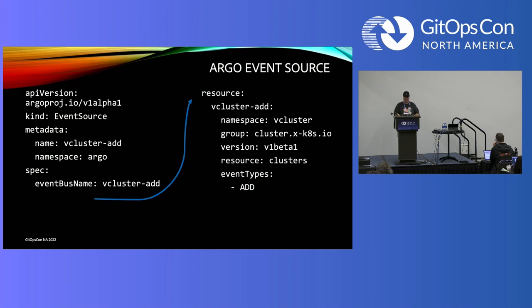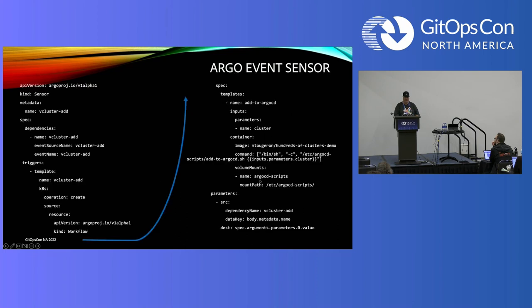So, we talked about the event source. Here's what it looks like here. On the right, you can see the resources. It looks for the clusters. The event source names the event bus that it's going to be going through. So when the adds happen for the cluster API, we get that event happening.